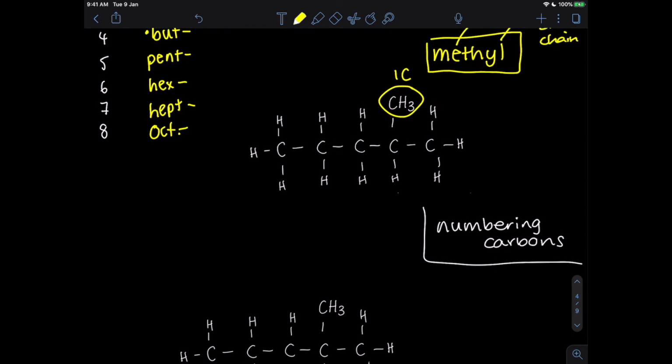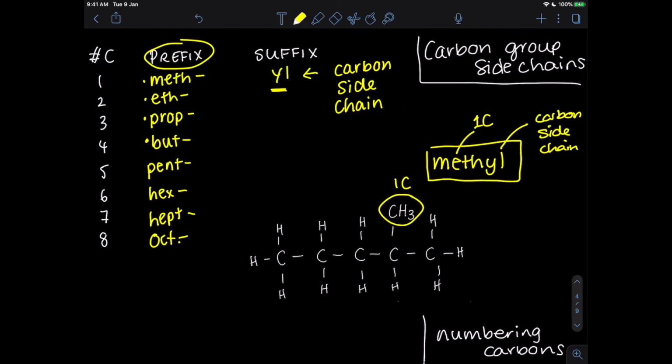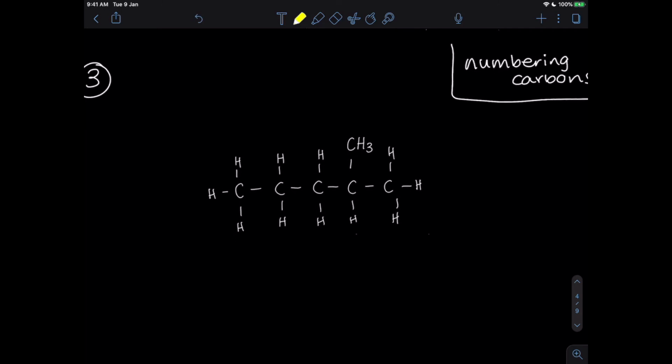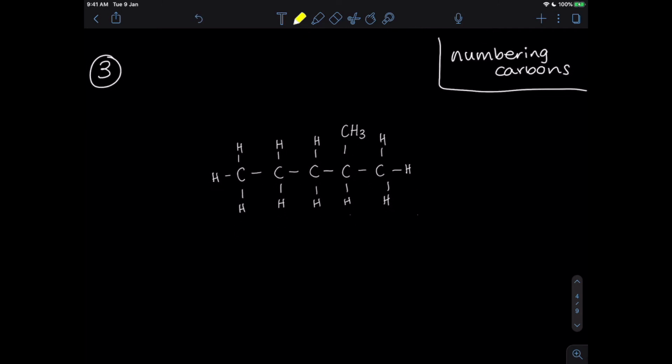So our next thing here is we have to tell our reader where on our molecule this side chain is. We've told them that there is one and that it's 1 carbon long, but we haven't told them where it is and how they could draw it. So here we have to think about numbering our carbons, assigning the carbons in our straight chain, in our longest chain, a value or a priority.